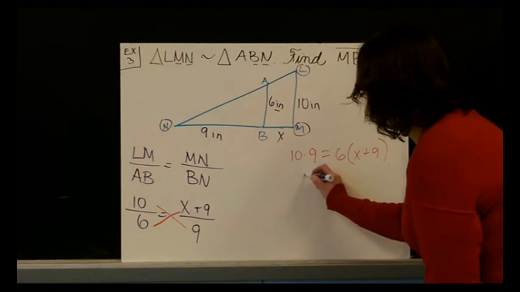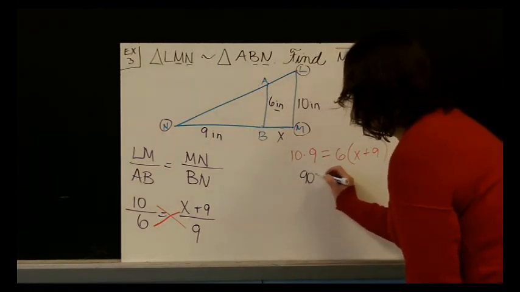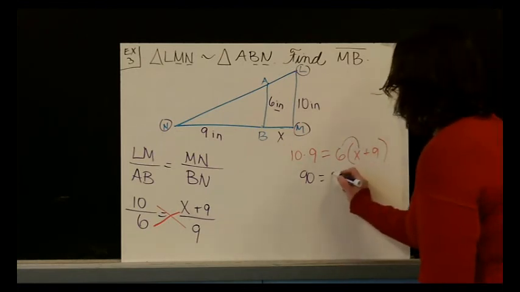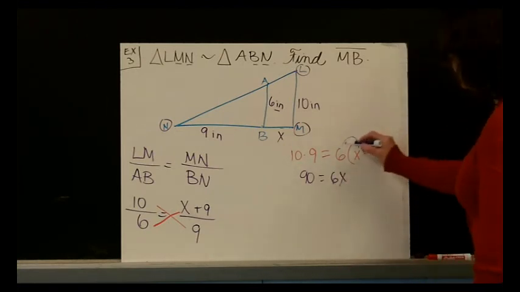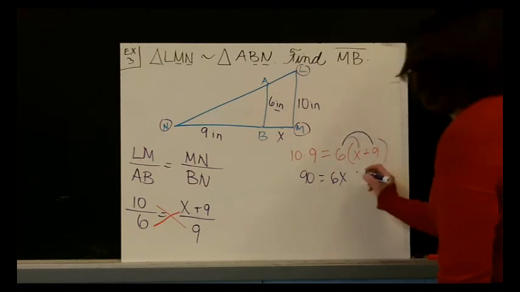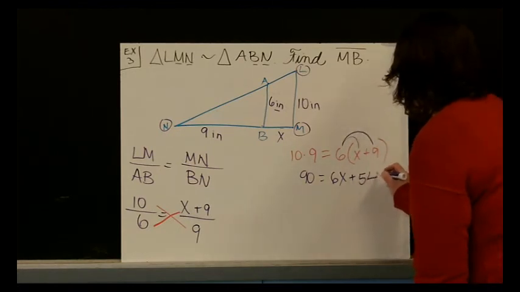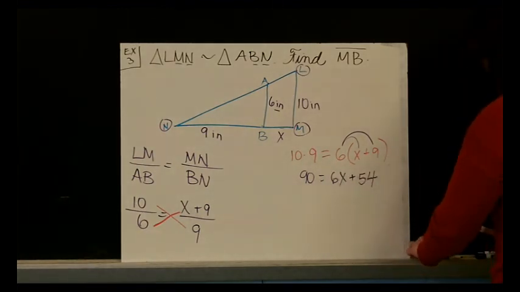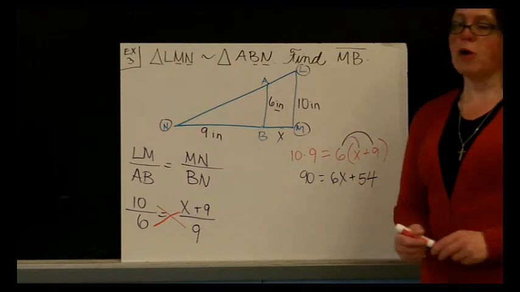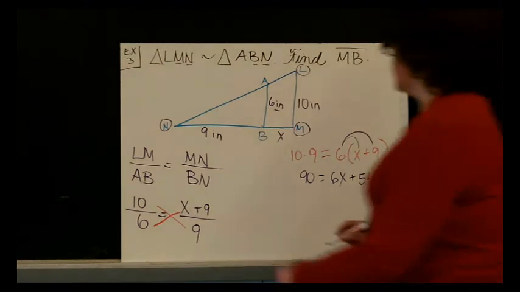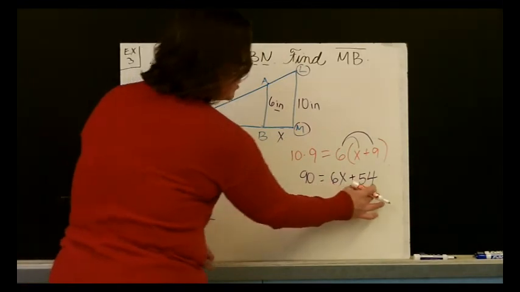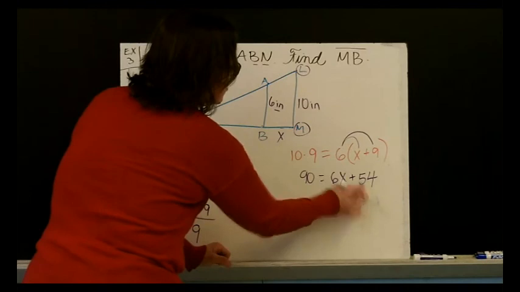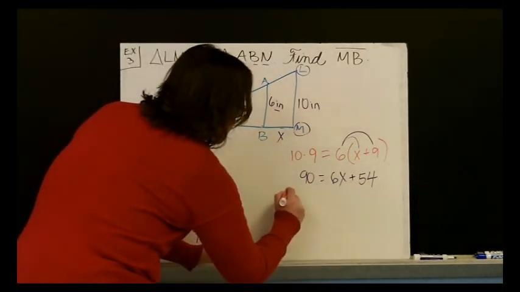Now we have 10 times 9, which is 90. Distributive property means 6 times x, which is 6x. And then 6 times a positive 9, which gives us a positive 54. Now what we have here is a two-step equation that you first learned about in the fall. What we have to do is negate the constant first. There are two numbers keeping the x from being alone, so we get rid of the constant first. That means putting a negative 54 on both sides.